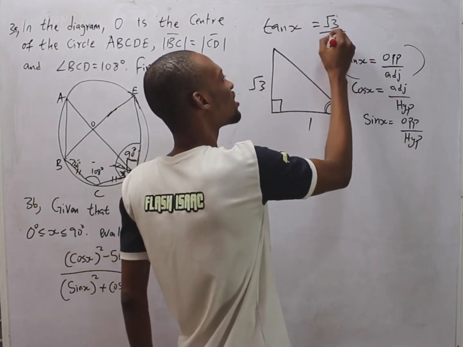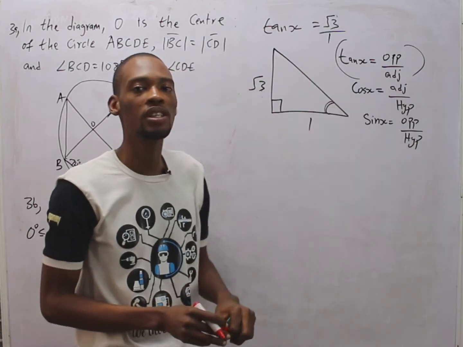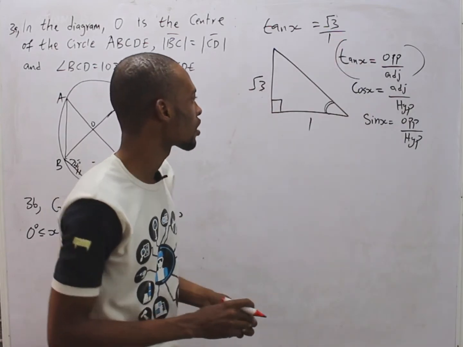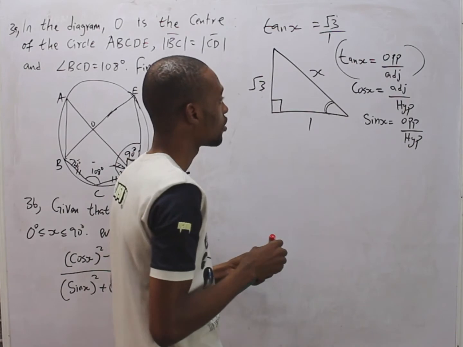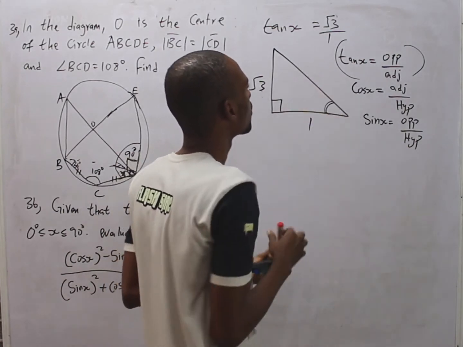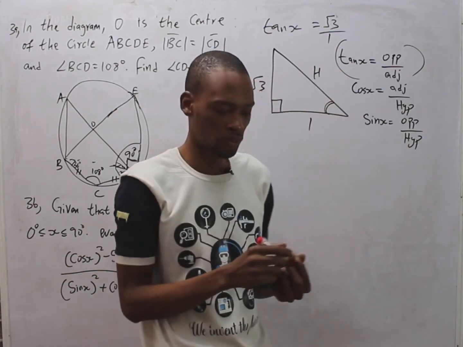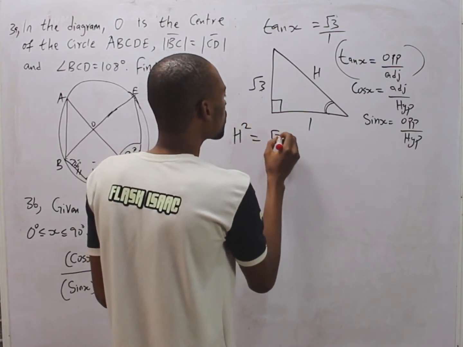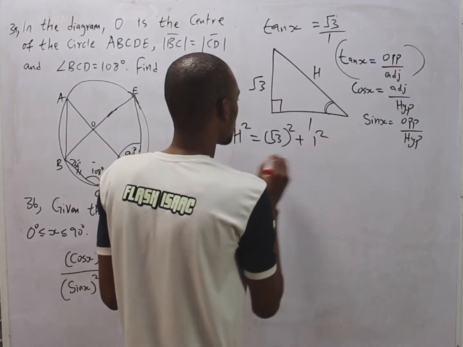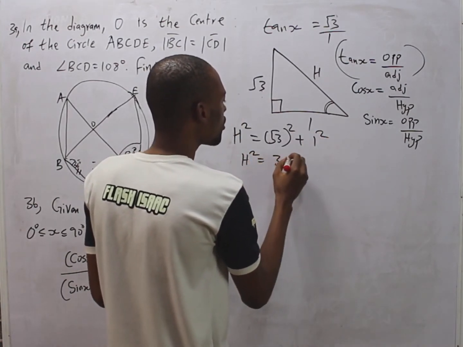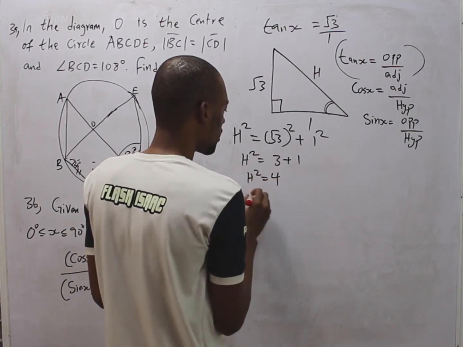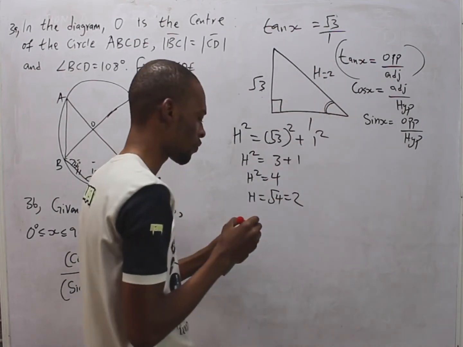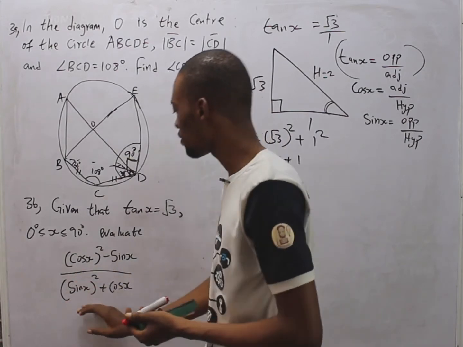That is the only thing that will make tan S to be root 3. Because if here is not over 1, the number would have been shown. Since it is a whole number, it means it is over 1. And this is the opposite, this is the adjacent. The hypotenuse is unknown, or we can call the hypotenuse H. From Pythagoras theorem, hypotenuse squared is equal to opposite squared plus adjacent squared. H squared is equal to 3 plus 1. H squared is equal to 4. And H is equal to square root of 4. That is 2. So here is 2. We've gotten everything we need to solve this question.